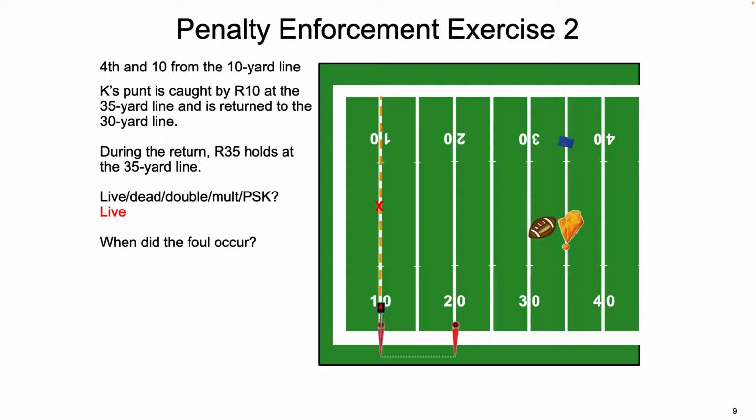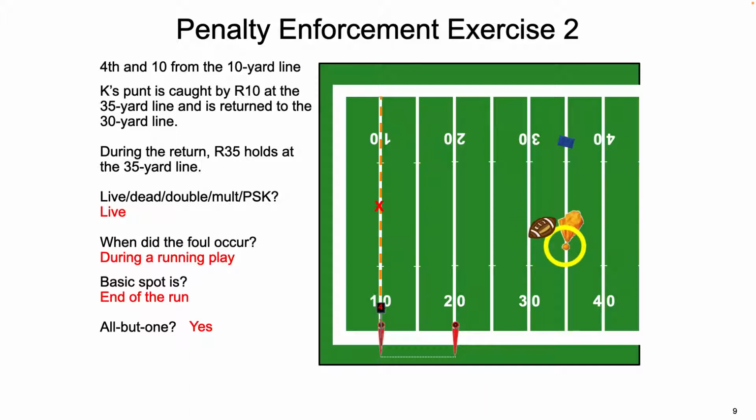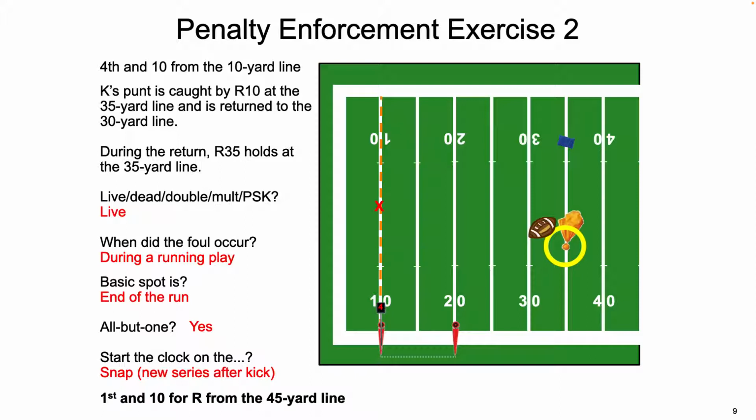So when did the foul occur? What kind of play? It was a running play. It was just a punt return. The basic spot on a running play is the end of the run. We have all but one here. Yes, we do. The foul is behind the basic spot, so we're going to enforce from the spot of the foul, which was the 35. And in this case, we'll start the clock on the snap. We have a new series after a kick. So we'll back it up 10. I think we had a hold. We'll back it up 10 from the 35, so it'll be 1st and 10 for R from the 45.